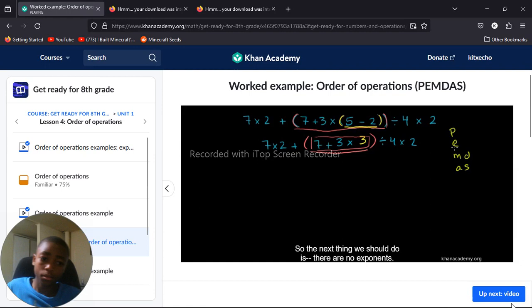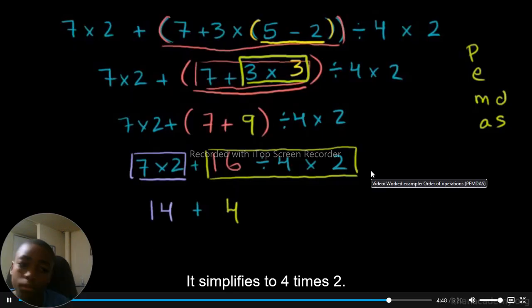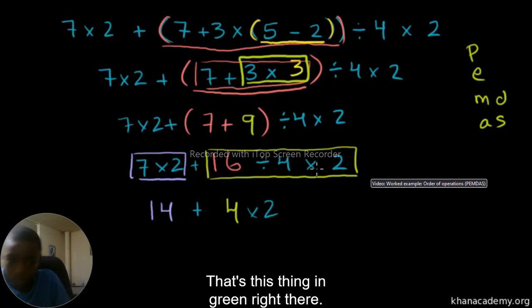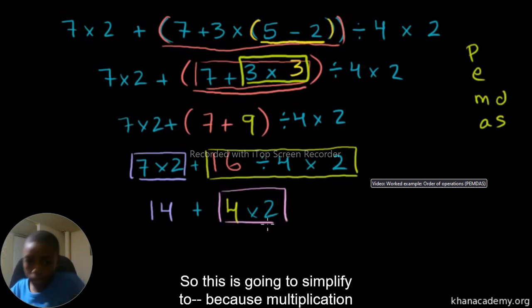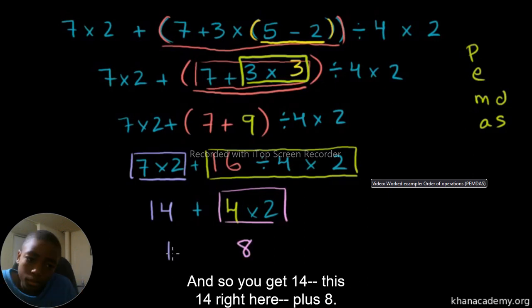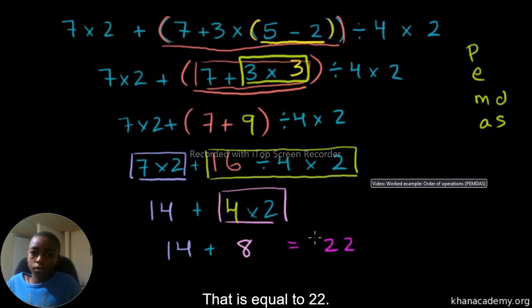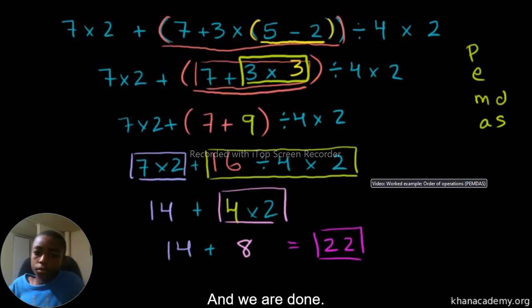So this thing right here, 16 divided by 4 times 2, simplifies to 4 times 2. That's this thing in green right there. And then we're going to want to do the multiplication next, because multiplication takes priority over addition. This simplifies to 8. And so you get this 14 right here plus 8. And what's 14 plus 8? That is 22. That is equal to 22. And we are done.